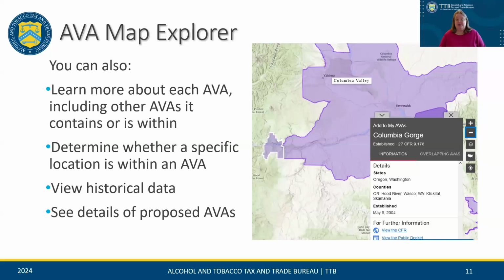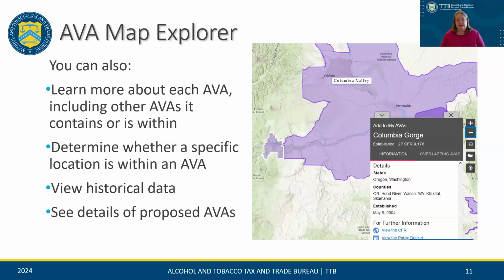But on the AVA Map Explorer, you can see more than just the boundaries. You can also learn more about each AVA, including what counties it may contain, and if it's nested within a larger AVA, or if other smaller AVAs are nested within it. Another handy feature of the Map Explorer is that you can use it to determine whether a specific location is within an AVA. All you have to do is enter an address, a city, or a zip code into the search box, and the Map Explorer will pinpoint that particular location. And you'll also see a list of all AVAs that cover that particular point.